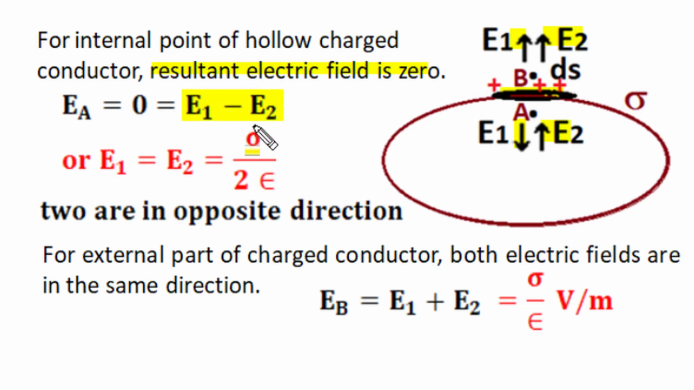So the vector sum of the two is the magnitude difference, and as the resultant electric field at position A is 0, so E1 minus E2 equals 0, meaning the magnitude of electric field contribution of the elemental surface charge area and the remaining total surface charged area is equal in magnitude. We know the elemental surface charge area produces sigma upon 2 epsilon electric field, so the remaining charged surface area also produces sigma upon 2 epsilon electric field, but these two electric field contributions, which are equal in magnitude, are in opposite direction, so they result in zero resultant electric field.